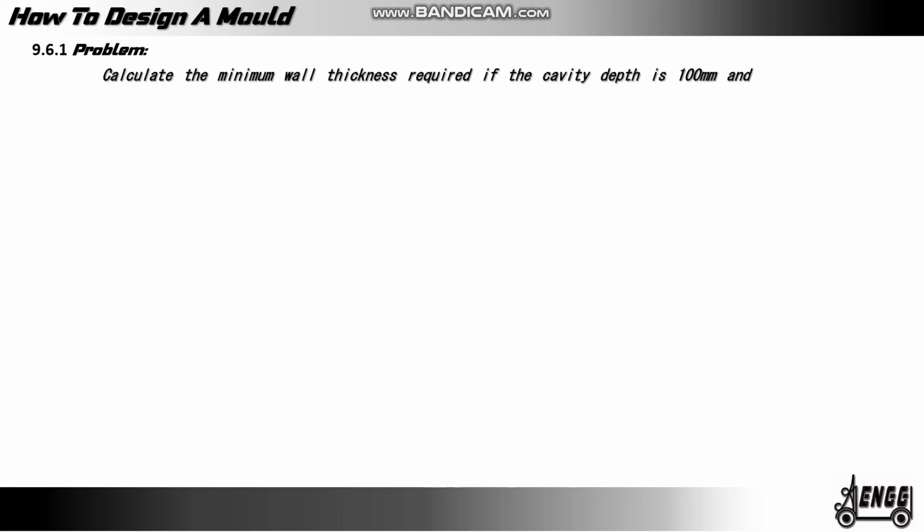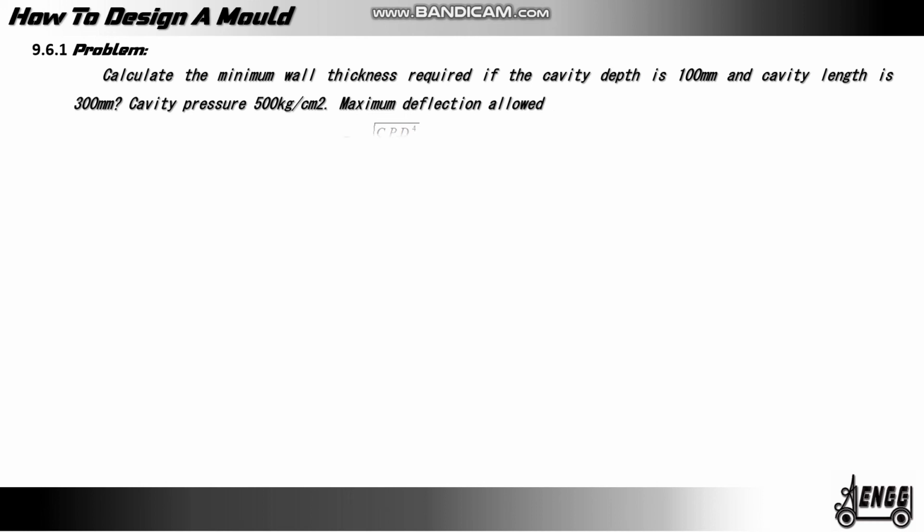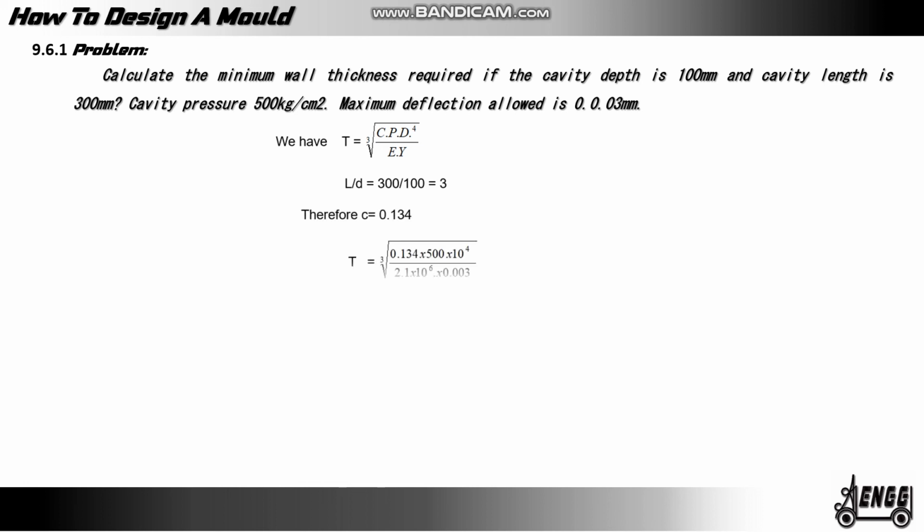Problem. Calculate the minimum wall thickness required if the cavity depth is 100 mm and cavity length is 300 mm. Cavity pressure is 500 kg per centimeter square. Maximum deflection allowed is 0.03 mm. We know that T is equal to cube root of CPD raised to 4 divided by EY. L by D is equal to 300 by 100, which is equal to 3. Therefore, C is equal to 0.134. T is equal to cube root of 0.134 into 500 into 10 raised to 4 divided by 2.1 into 10 raised to 6 into 0.003, which is equal to 47.30 mm.